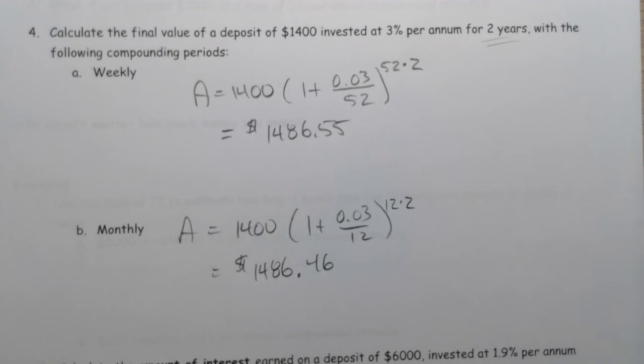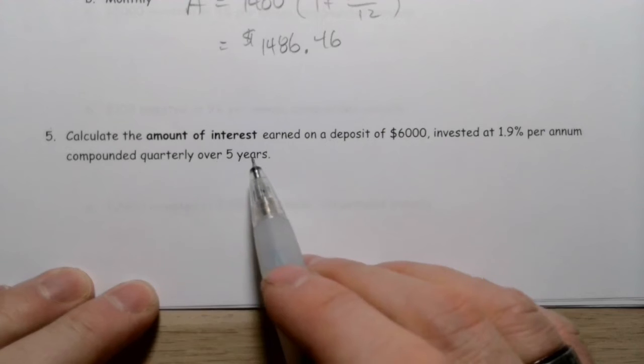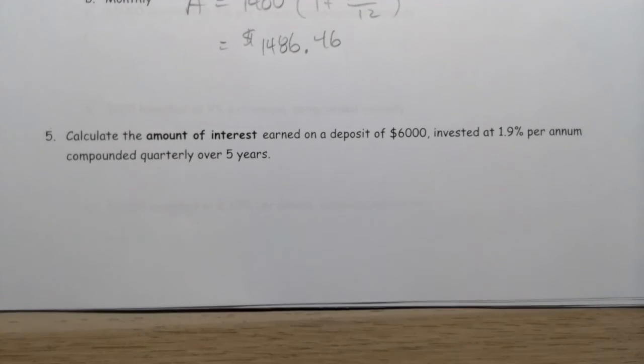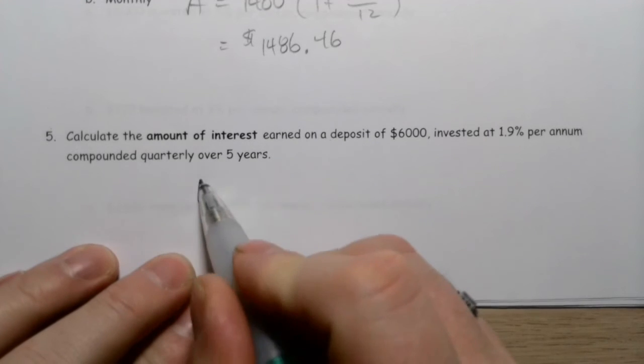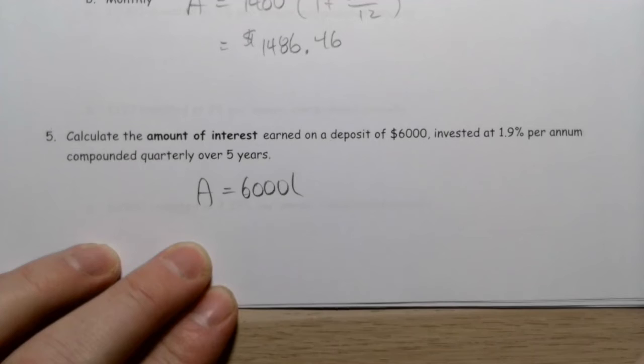So the more compounding periods you can get and the longer you can leave the money in there, the better in terms of the growth of that account. This question says, calculate the amount of interest earned on a deposit of $6,000 invested at 1.9% per annum, compounded quarterly over 5 years. Well, there's not really much that's all that different here, except for the fact that we haven't really talked about a quarterly investment.